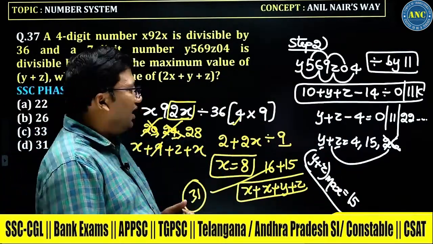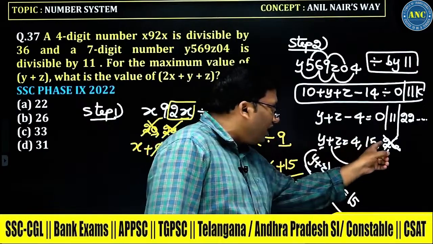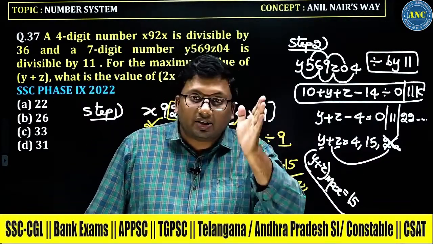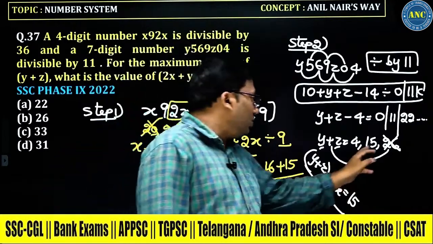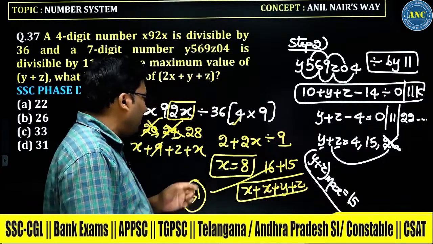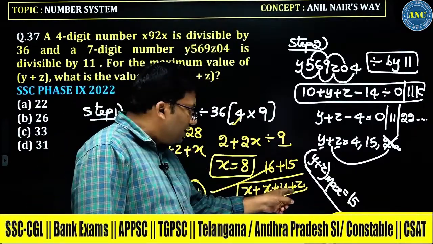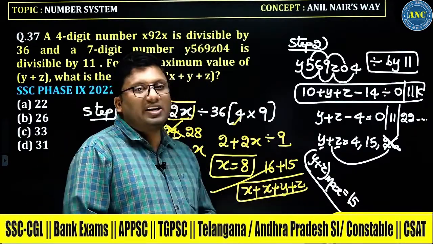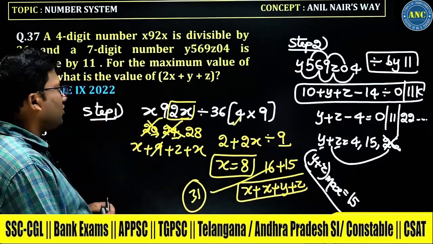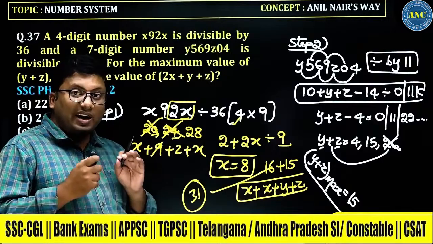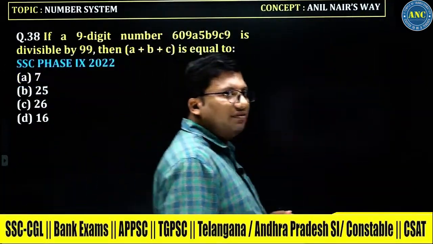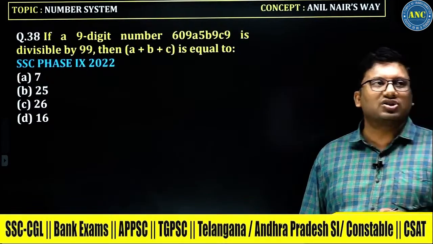I hope the idea is clear. Why did I not take y plus z as 26? Because y and z are digits, and the maximum digit sum will be 18, so it cannot be 26. So y plus z maximum value will be 15. X is 8, y plus z is 15, 8 plus 8 is 16, 16 plus 15, the answer for this question is 31. I hope the idea is very much clear to you. Each and every question is a very logical question, sir.